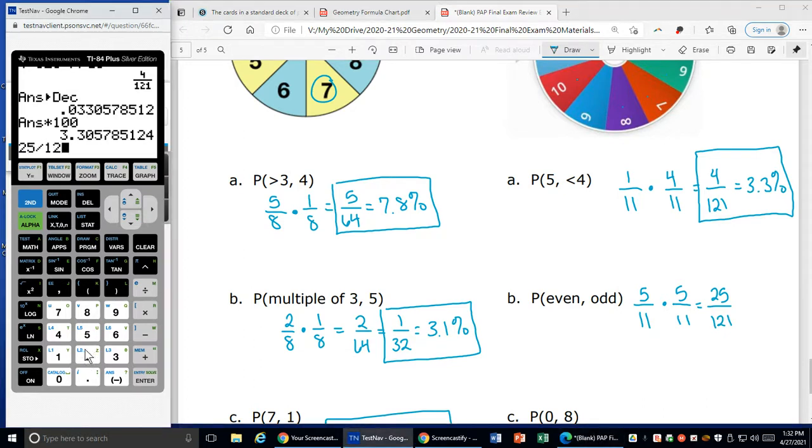25 divided by 121 as a reduced fraction is 25 over 121. As a decimal, times 100 is 20.7%.